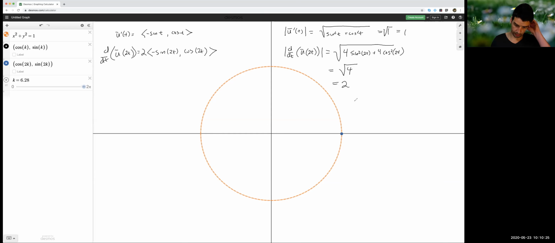And so this velocity vector is twice as big as the velocity vector of the old one, right? And so that's just a little bit of intuition of how this chain rule works and why we get this scaling factor on our composition of functions.